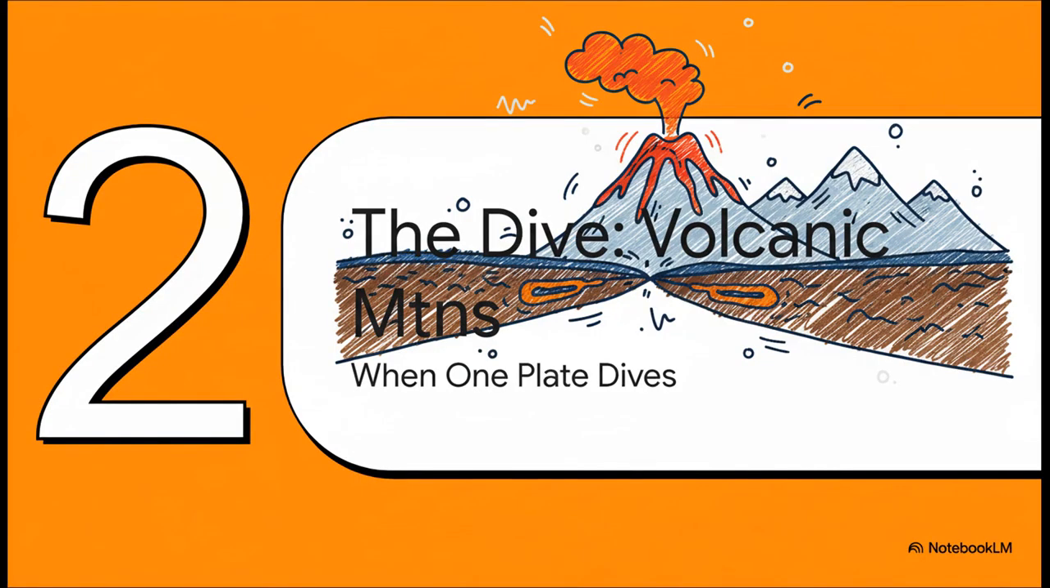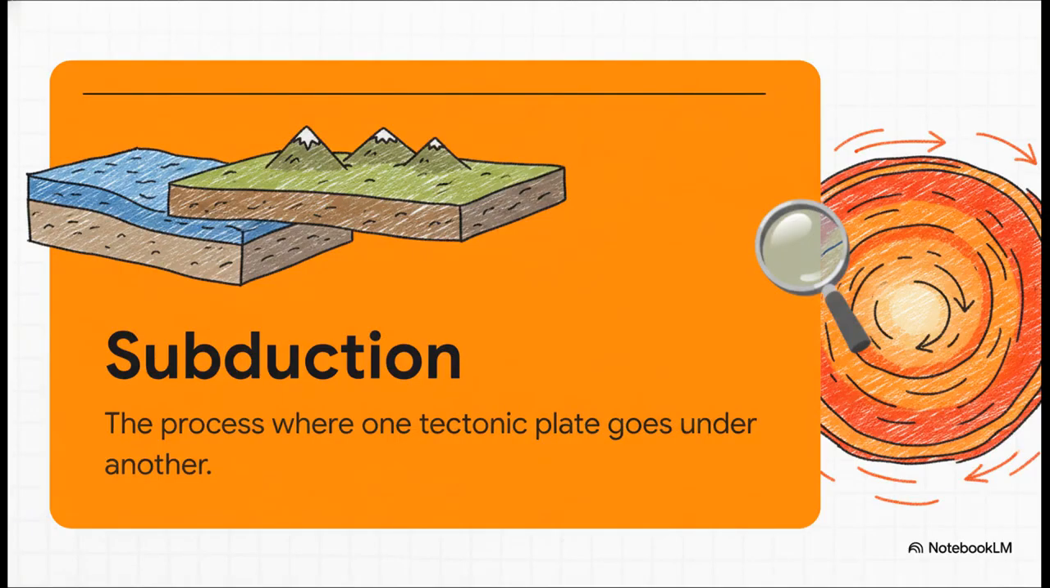Okay, so that's pushing and folding. But that's not the only way to make a mountain. Sometimes when two of these plates meet, one of them doesn't push back. Instead, it takes a dive. This whole process is called subduction. What's happening here is that one plate, usually a heavy, dense one from the ocean floor, slides underneath a lighter continental plate. It's this slow, incredibly powerful journey back down into the super hot center of the Earth.